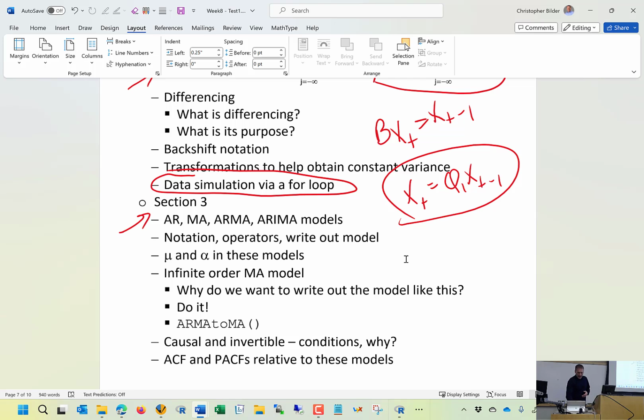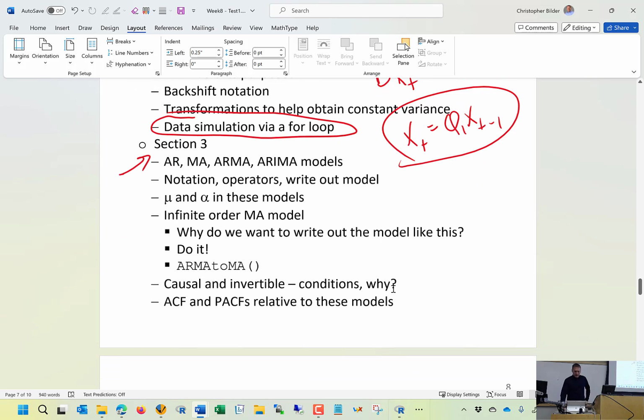Then section 3 is essentially the heart of this course. We are looking at ARIMA models now. These are widely used models for time series analysis. AR, of course, is autoregressive. MA is moving average. The I is integrated. That allows you to do the differencing part.